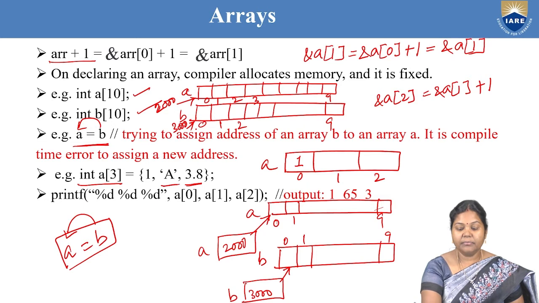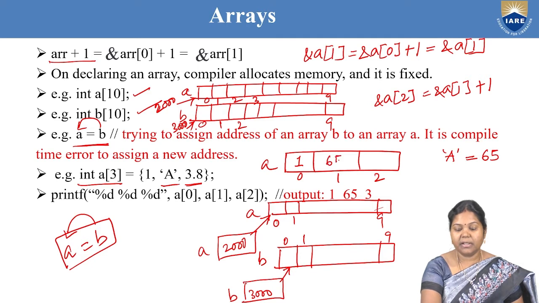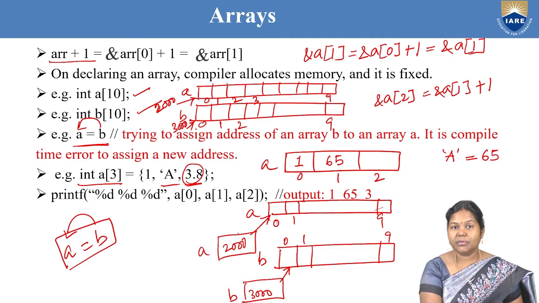In that case, it will convert the character 'A' into its equivalent ASCII value, so 65 will be stored here. And whenever you try to store a float value here, it cannot store the float value, but it will truncate the fractional part and store only 3 in this location.